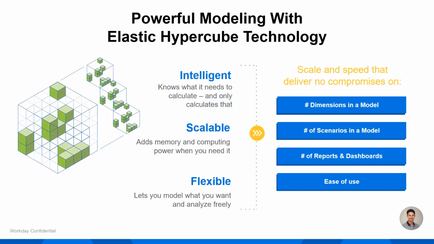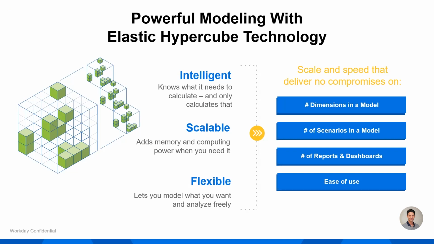Now, adaptive planning runs on what's called the elastic hypercube technology, which is a patented Workday technology, and this is a key competitive differentiator. I'm not going to talk about the technical specifics because that's not important right now. But the reason this is key is that it makes the solution scalable and able to have an unlimited number of dimensions, versions, scenarios, etc. And when your system needs more processing power, the system is intelligent and expands only when you need it. But what's equally important is that you have this power without losing ease of use and maintainability.